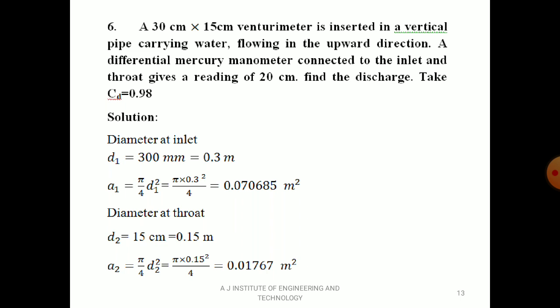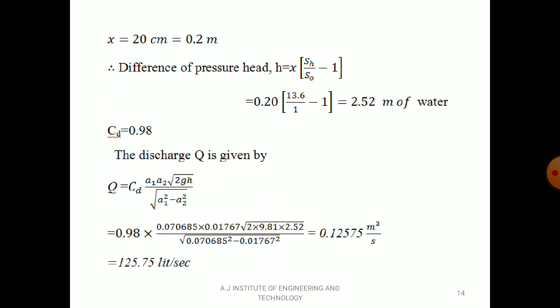So A2 equal to pi by 4 D2 square. So that is equal to pi into 0.15 square divided by 4. So value of A2 is 0.01767 meter square. So X value it is given as 20 centimeter. So that is equal to 0.2 meter.